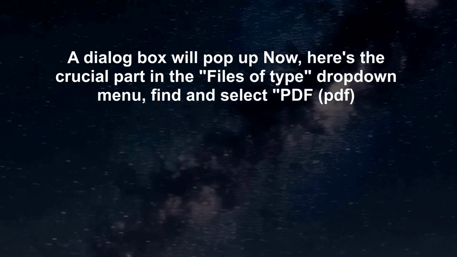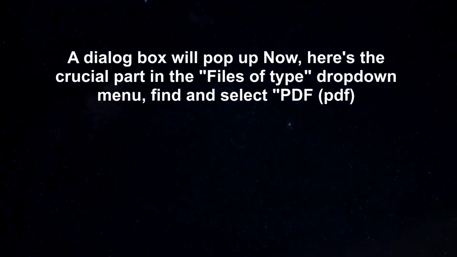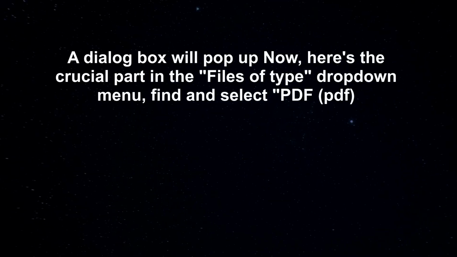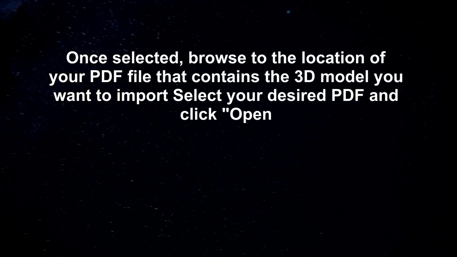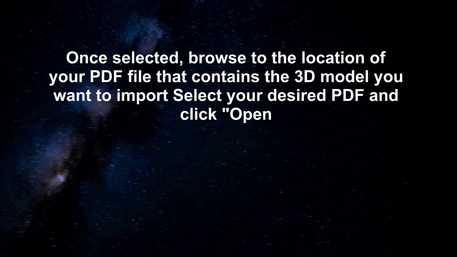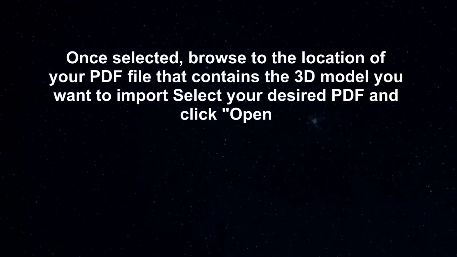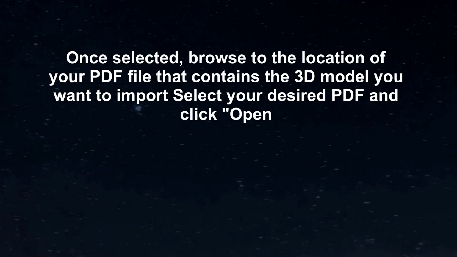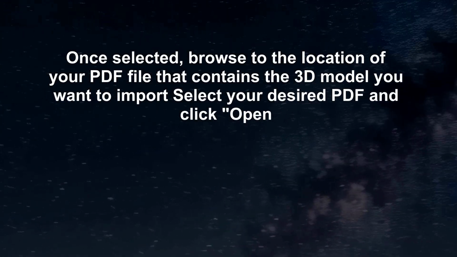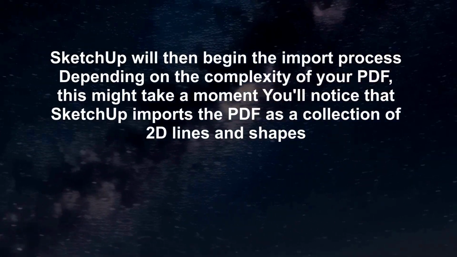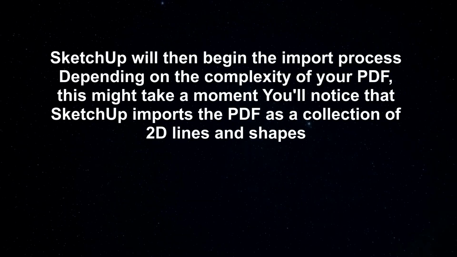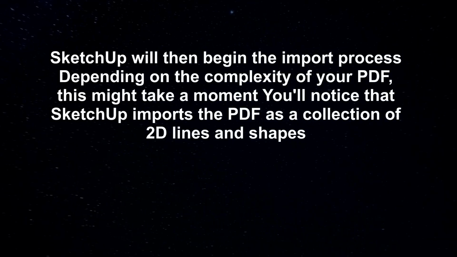Now, here's the crucial part. In the Files of Type drop-down menu, find and select PDF. Once selected, browse to the location of your PDF file that contains the 3D model you want to import. Select your desired PDF and click Open. SketchUp will then begin the import process, depending on the complexity of your PDF. This might take a moment.